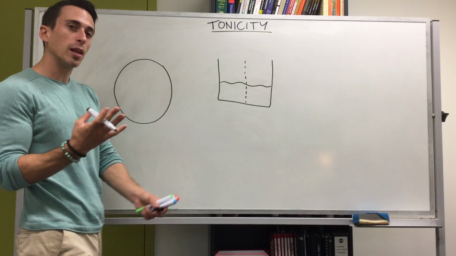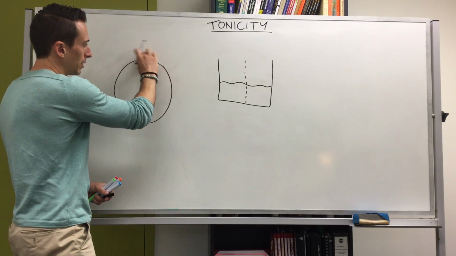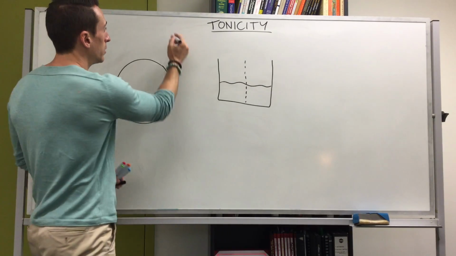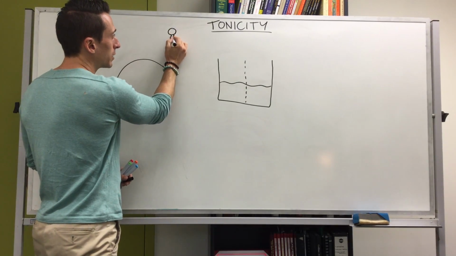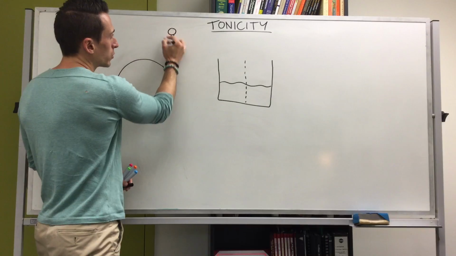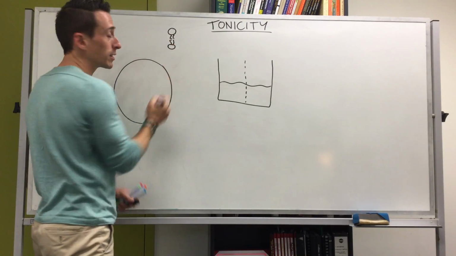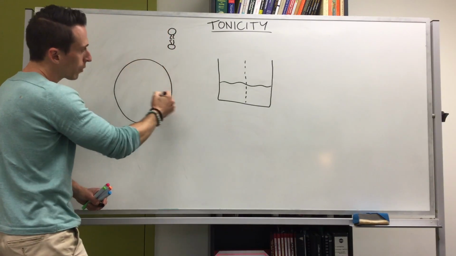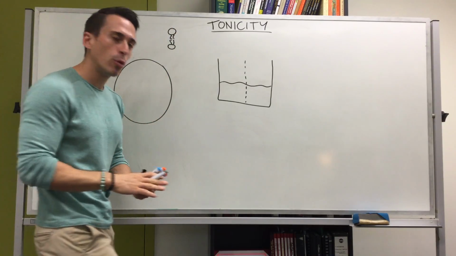Remember, the phospholipid bilayer is a double layer of phosphates and lipids. So you've got a phosphate head and a lipid tail, and that's one layer, and then you've got the other layer which makes it a bilayer, and it goes all the way around, and that as well is a semi-permeable membrane.